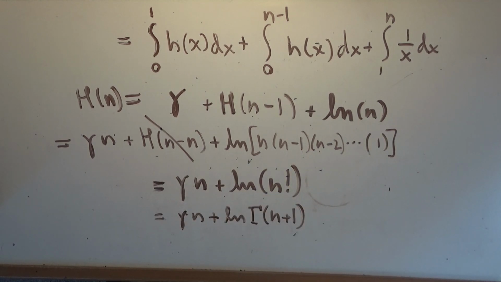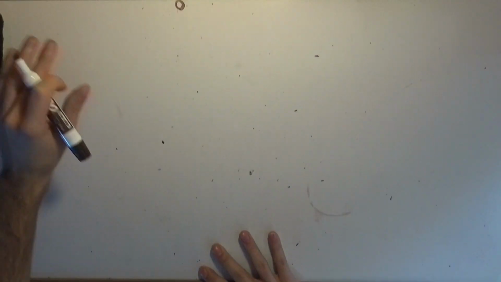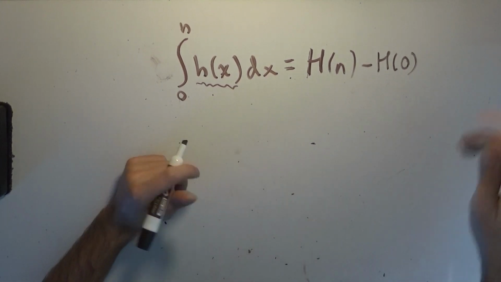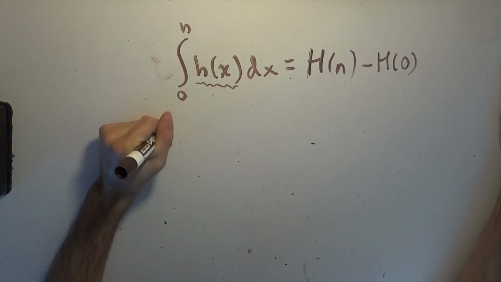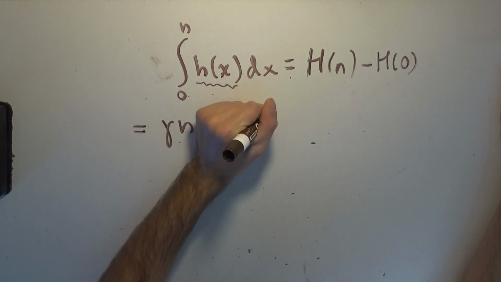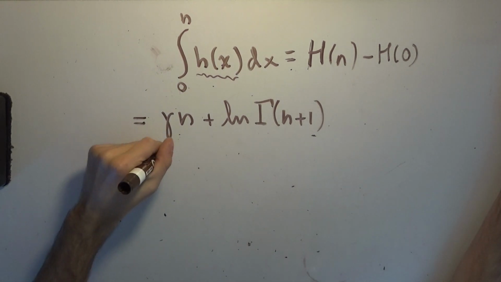And now what we're going to do is I'm going to write this up here, and I'm simply going to take the derivative. And so what we have is that capital H of n, the integral from 0 to n of the harmonic numbers, is equal to the Euler-Mascheroni constant times n plus the natural logarithm of the gamma function of n plus 1. First we need to consider one more thing.